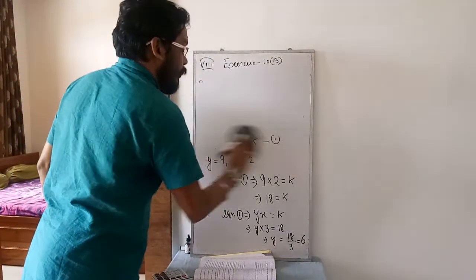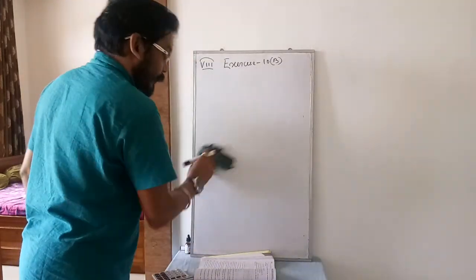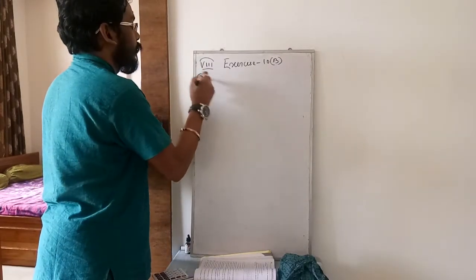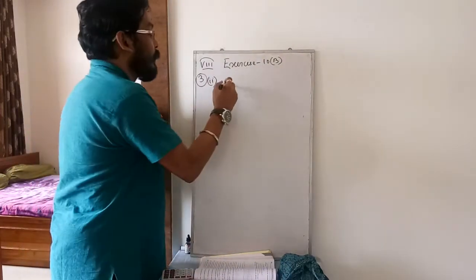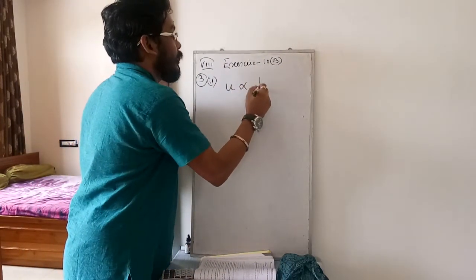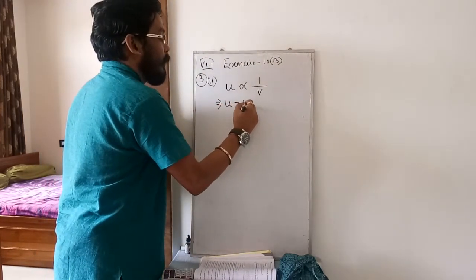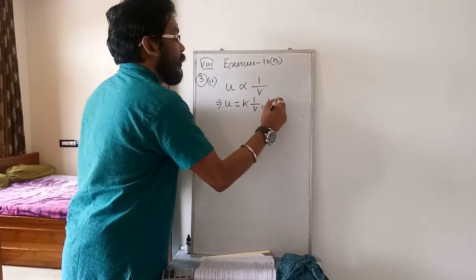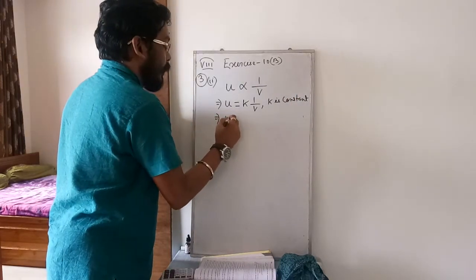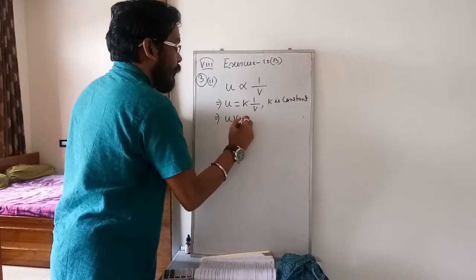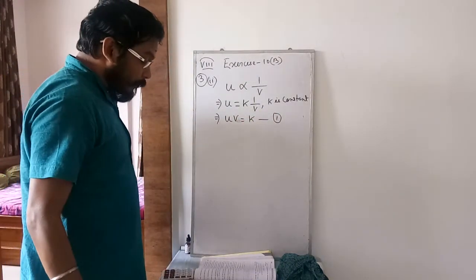Now 3 Roman 2. What did they say? u is inversely proportional to v. Inversely means 1 by v. Here also, replace the proportional sign by equal to and give a constant. Mention here that k is constant. Cross multiply it: u into v equal to k. Equation 1. Now you see, the u value given is 12, v value 3. In the first case, u and v values are given.